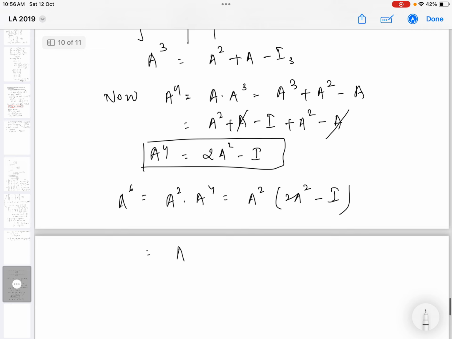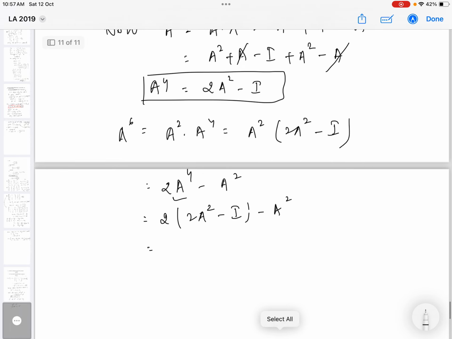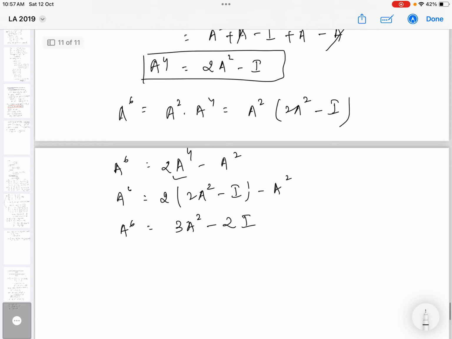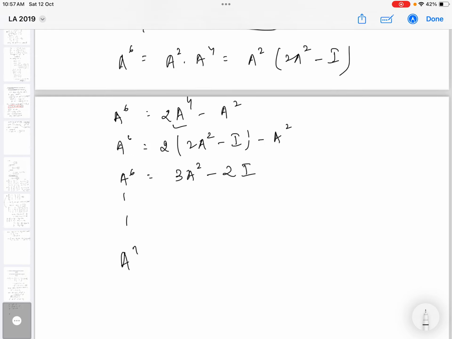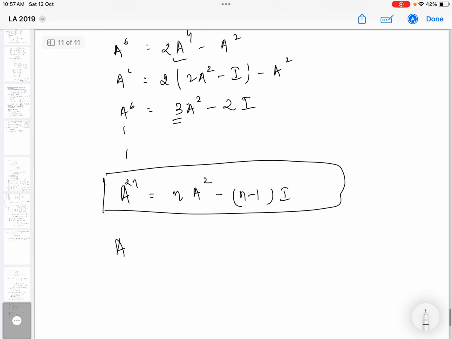So doing this, A to the power 6 is 2A to the power 4 minus A squared. Putting A to the power 4 there, it is 2 times 2A squared minus I, minus A squared, which is 4A squared minus A squared, 3A squared minus 2I. So we recognize a pattern: A to the power 2n is n times A squared minus (n minus 1) times I. Similarly, for 2 into 50, A to the power 100 is 50A squared minus 49I.